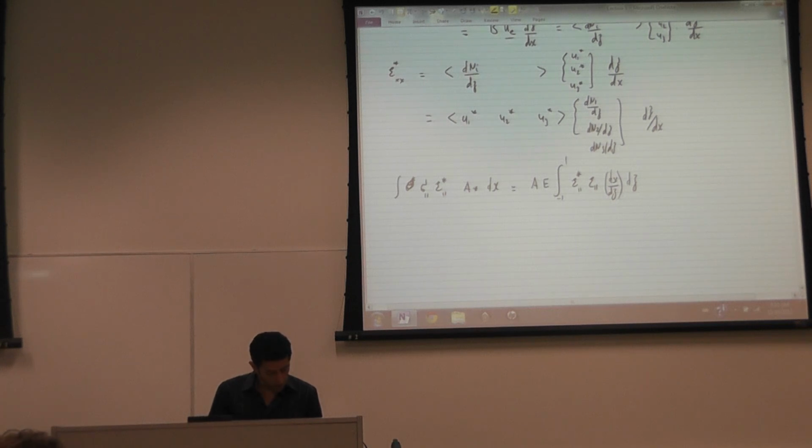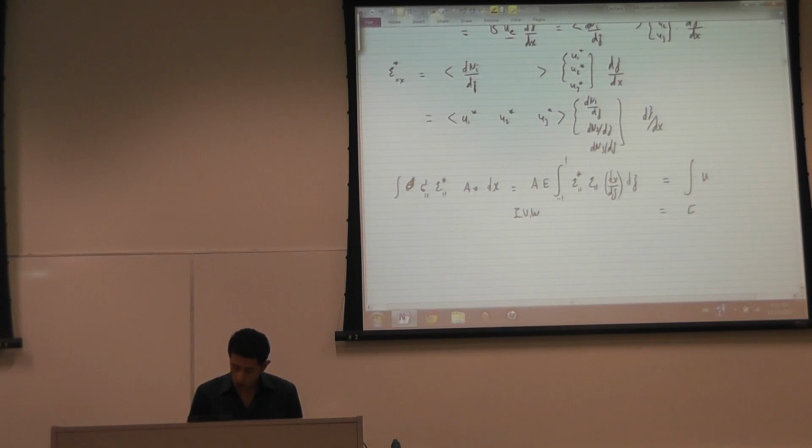So, and of course, this will be equal to the integral. This is the internal virtual work. The external virtual work will be equal to U star multiplied by the distributed load over the element. Let's call it, what did I call it here? Q, integrated over dx.